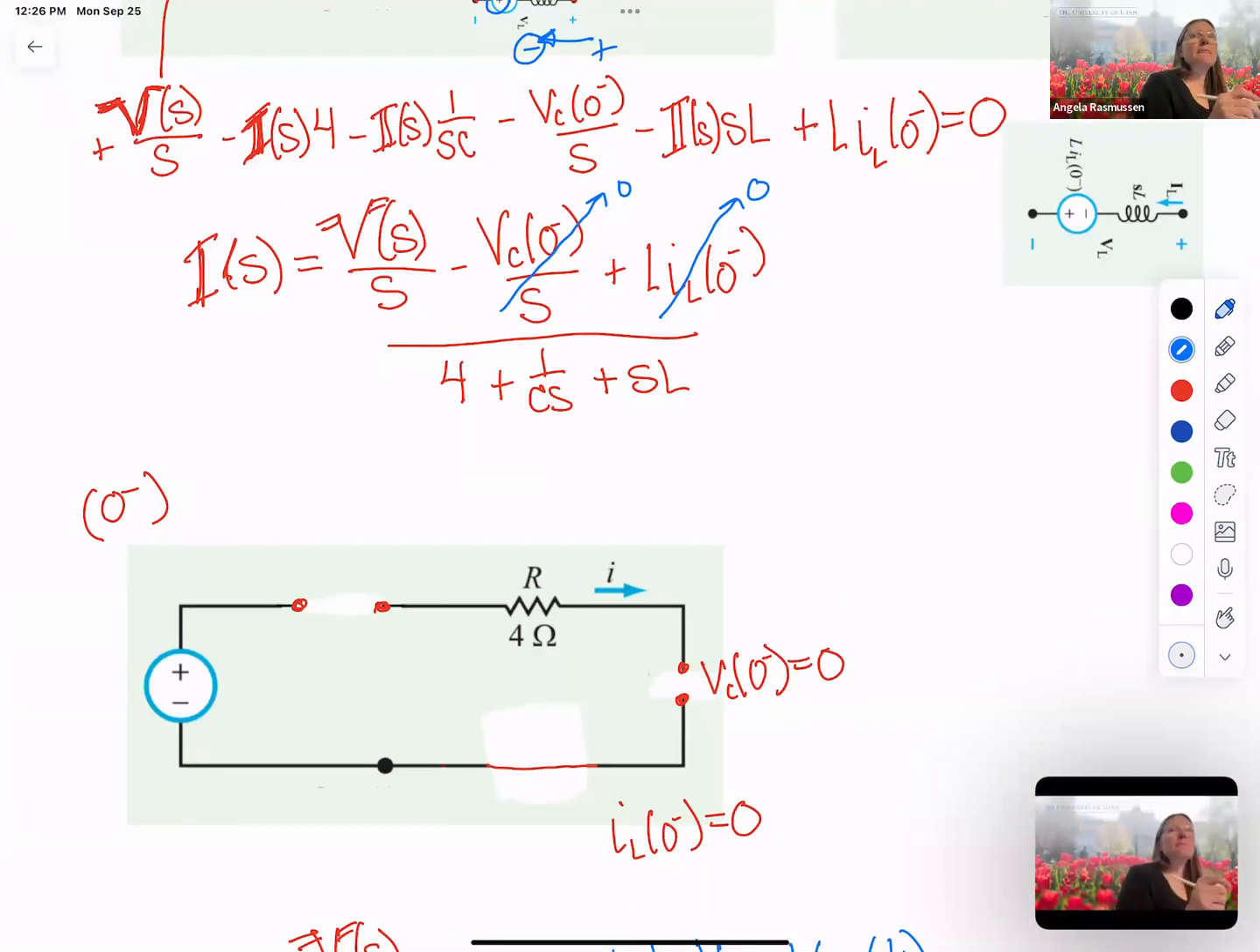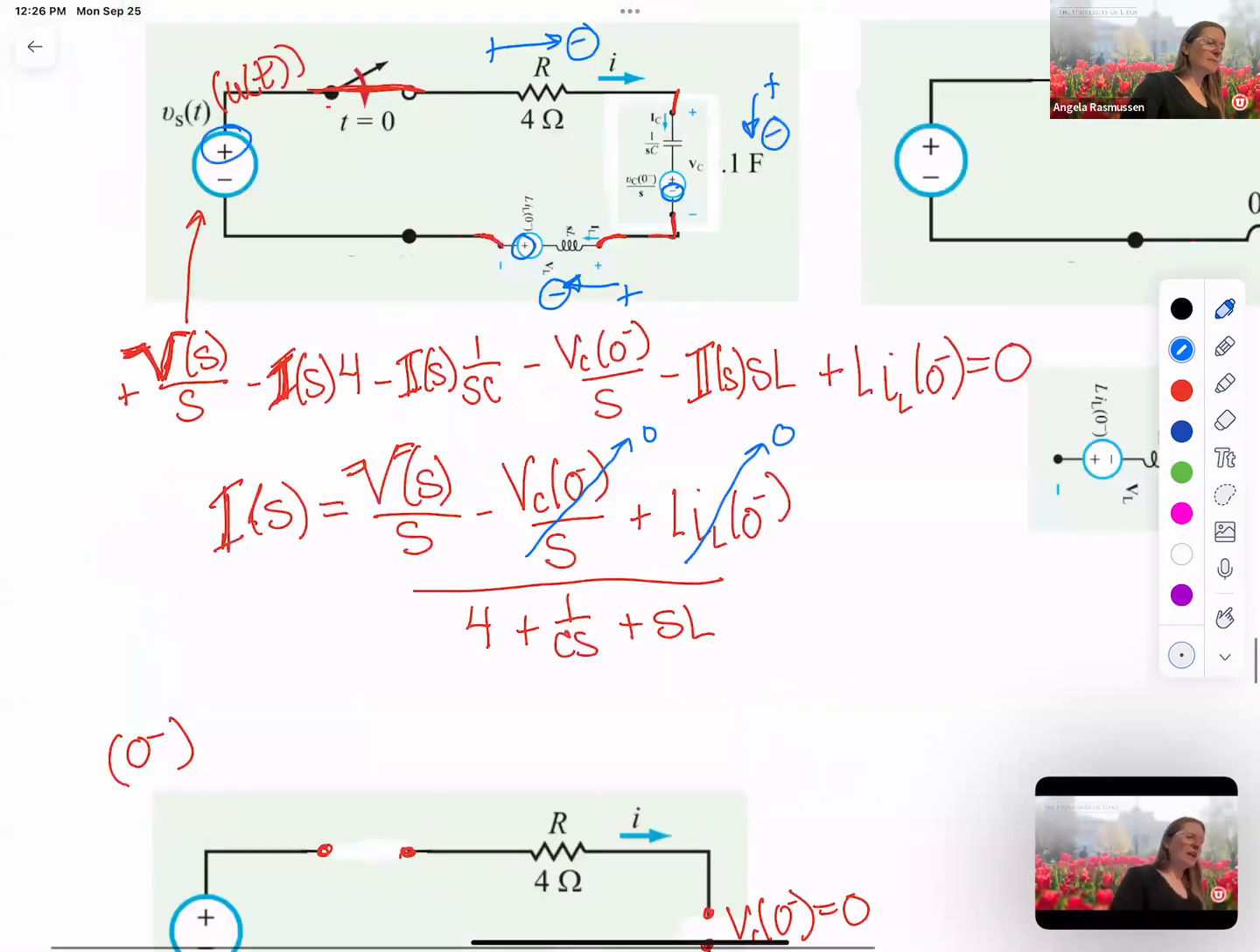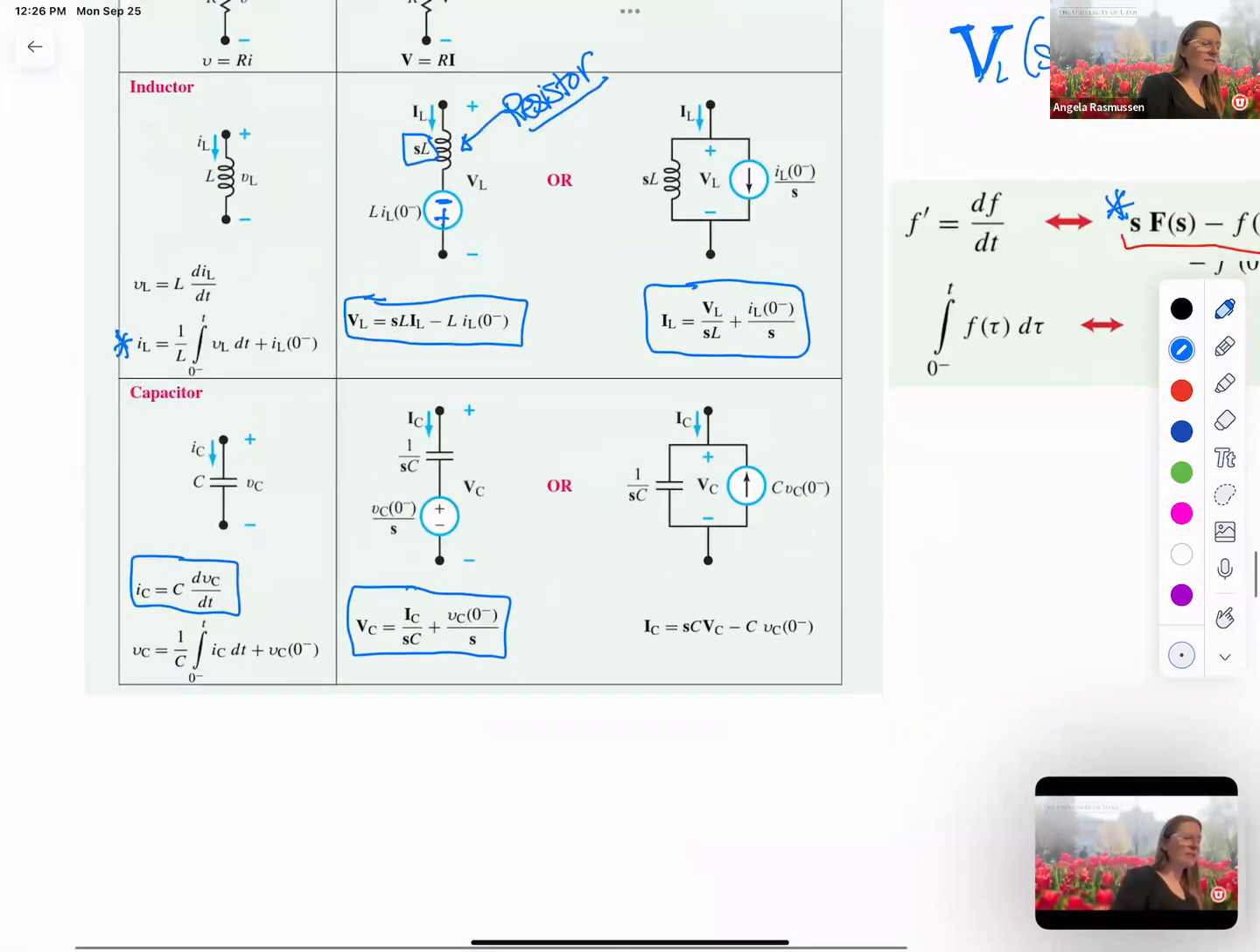You still have to do circuits at 0 minus, 0 plus. So here you have to find that 0 minus for VC and IL. And then depending on which elements you're using, you're going to have to use those. I did the ones in series because in this circuit, it was very easy to use a series instead of adding in a complicated parallel. In some situations, a parallel might be better. And again, you'll have to just find that IL 0 minus and the VC 0 minus.